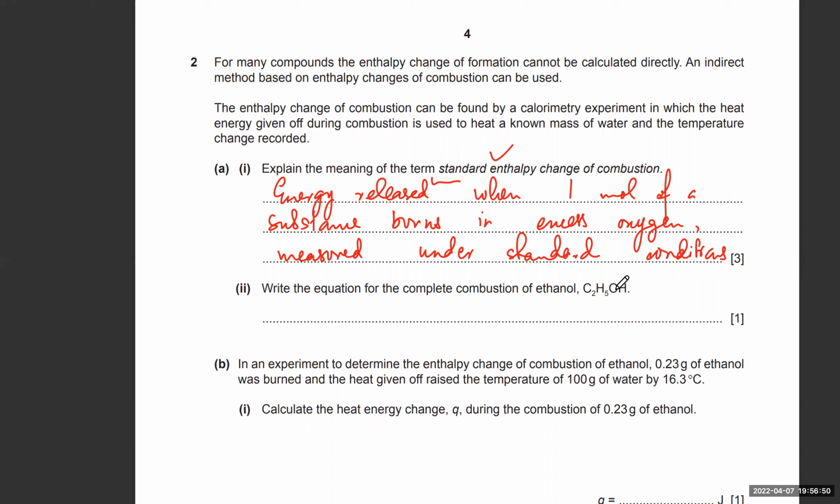And write the complete equation. So C2H5OH has to be 1 mole, and the states are very important. It's going to completely react to produce carbon dioxide and H2O. There are going to be 2 carbon dioxides, 3 water molecules, and 3 oxygens. This is a liquid. Under standard conditions, oxygen is a gas, carbon dioxide is also a gas, and water is a liquid. This has to be kept as 1 mole.